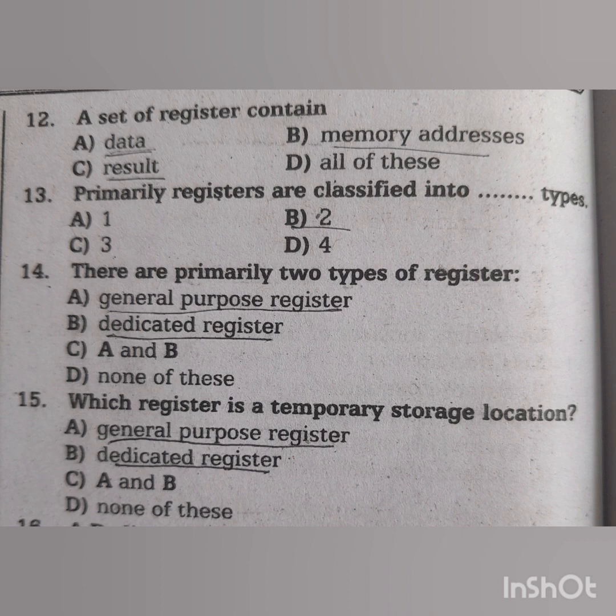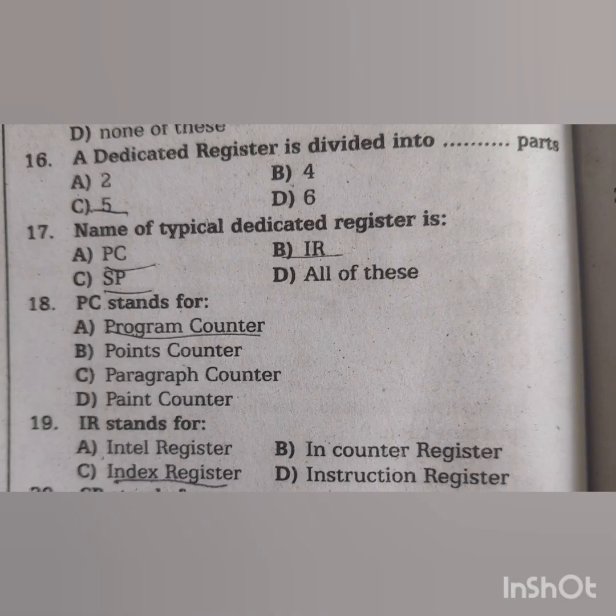Which register is a temporary storage location? General purpose registers and dedicated registers are temporary storage locations. Dedicated registers are divided into 5 parts.